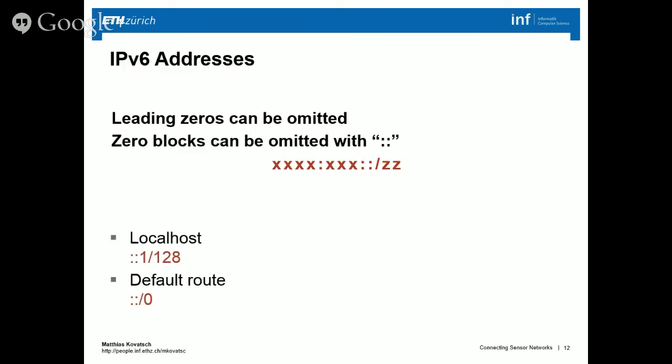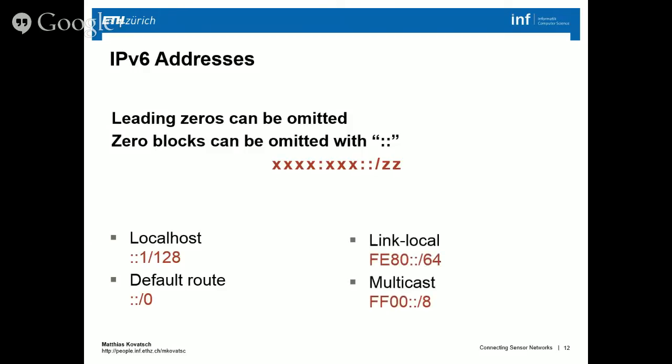Some examples: the IPv6 localhost address is, for instance, ::1/128. So all 128 bits are fixed. You cannot modify anything. So that's what it means to have a final address to address an interface. The default route is basically similar to IPv4, only zeros. So you'll have only zeros, the colons there, and then /0.